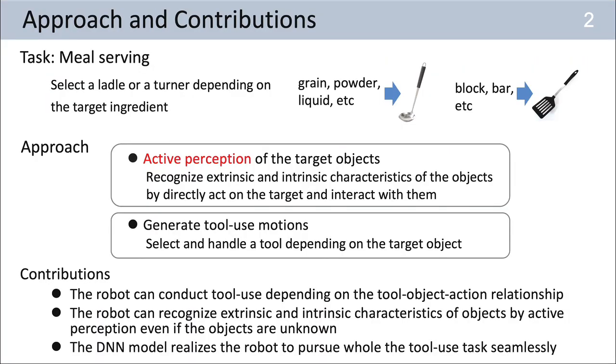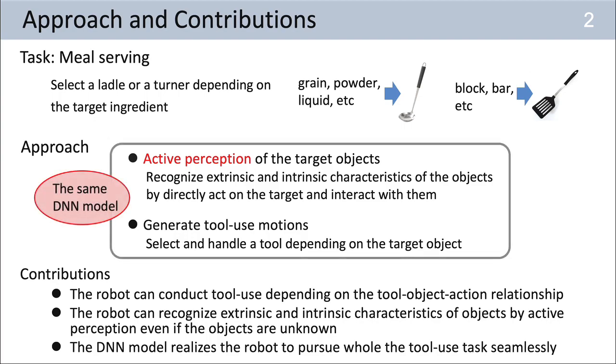We make the robot serve a meal and construct a deep learning model which realizes active perception and tool use motion generation seamlessly with the same model. Our contributions are as follows.